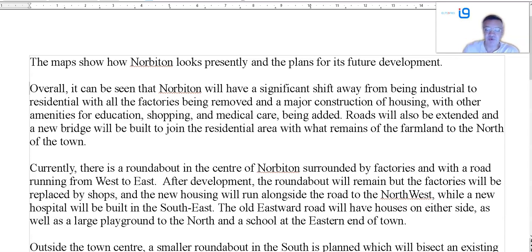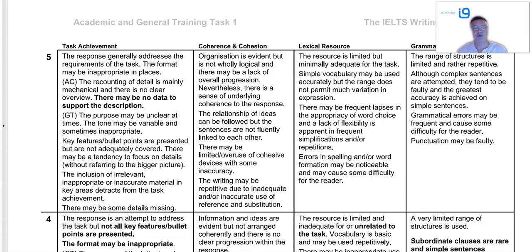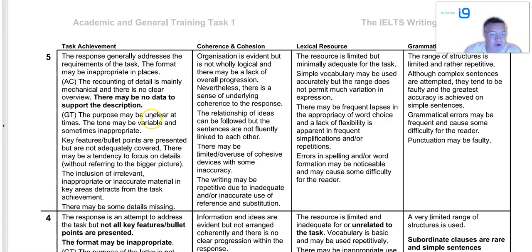Now, the criteria is pretty clear. You must have an overview to get good marks in this section. Matter of fact, I'll quickly show you the relevant part. So let me get my pen. Right. So if you don't have an overview, then what do you get for task achievement? Well, that's what you get for task achievement if you don't have an overview.